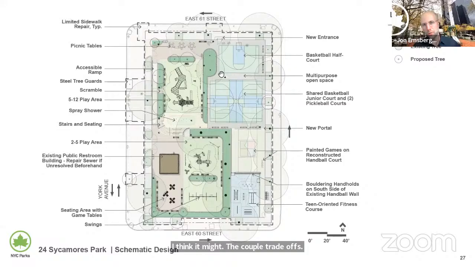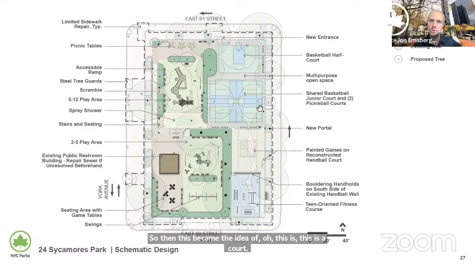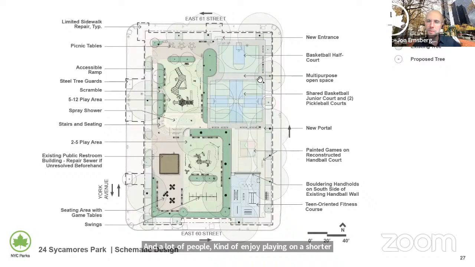Well, one, the reason that it wasn't an automatic inclusion is that this fence line here that I'm highlighting with my mouse is actually pushed out to the left on the page enough that you can get a proper junior court east-west. So then this became the idea of, oh, this is a court, and a lot of people kind of enjoy playing on a shorter court. So in our minds, this became the full court. And then we had a dedicated half court, which we like the idea of, and the simplicity of that.